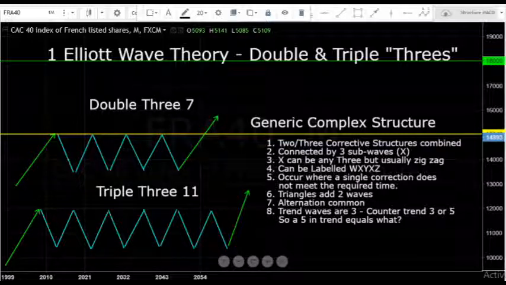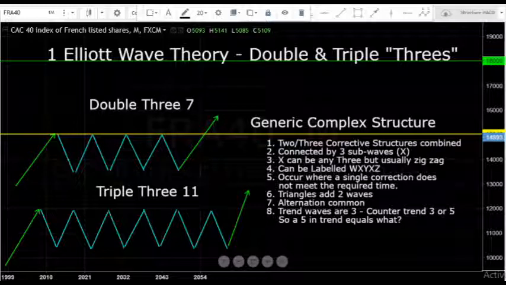Now, so far we've looked at the basic building blocks of corrective waves, at zigzags, flats, triangles and their variations. But now it's time to start putting a few pieces of our jigsaw together. Where a single corrective wave isn't enough to complete a corrective phase of price movement, we'll see the formation of a more complex structure. At first glance, these corrective structures look impossible to analyse, but when we start to break them down into their component parts, we see that they're actually made up of a series of the individual corrective waves that we've already talked about. So let's have a look at how simple corrective waves combine to form more complex structures.